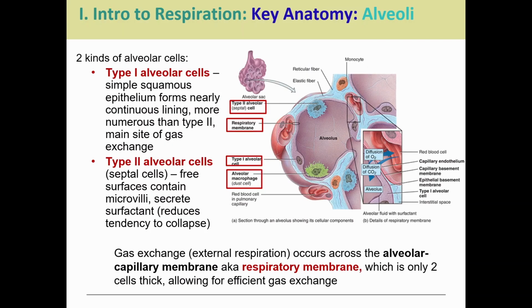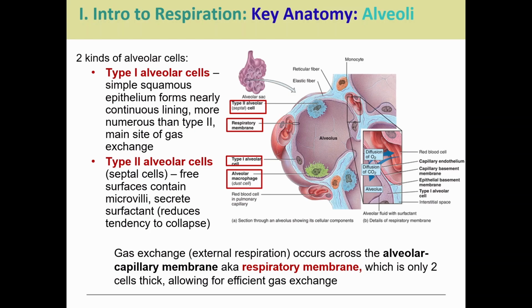There are two types of cells that make up these alveoli: the type 1 and the type 2 alveolar cells. Type 1 are simple squamous epithelial cells. Their job is pretty much gas exchange. You can think of the first job that the alveoli have as gas exchange, so type 1 alveolar cells do that. Type 2 are going to be secreting a surfactant. This helps keep the alveoli open so they don't collapse in on themselves. Surfactant helps prevent them from collapsing in and sticking to themselves.